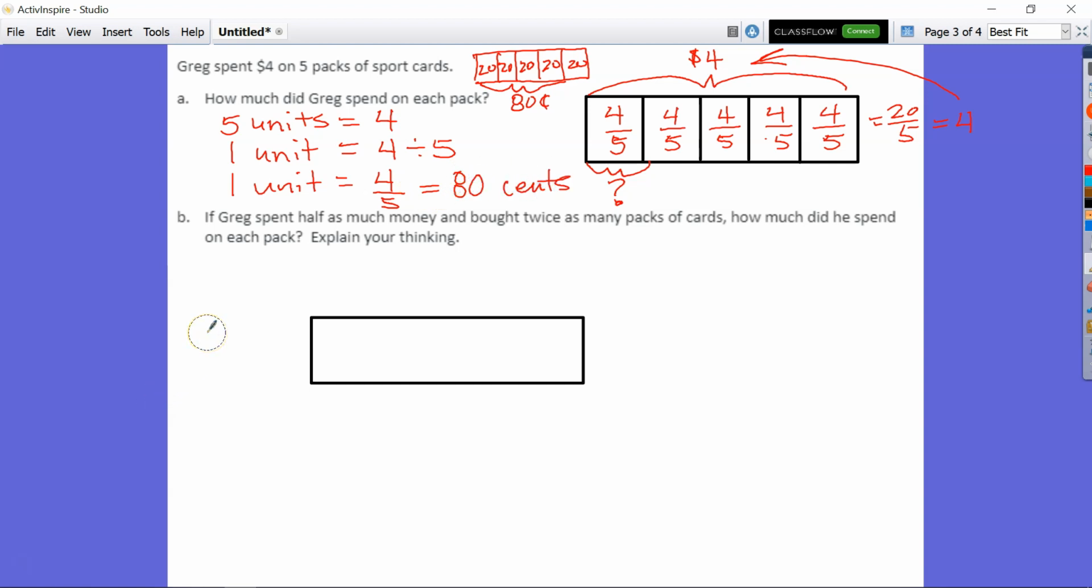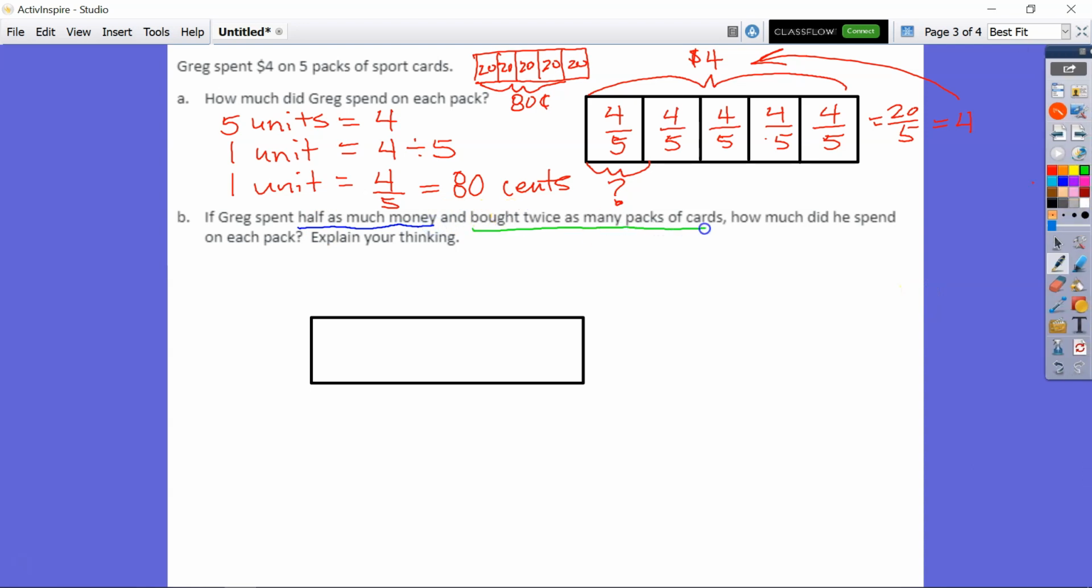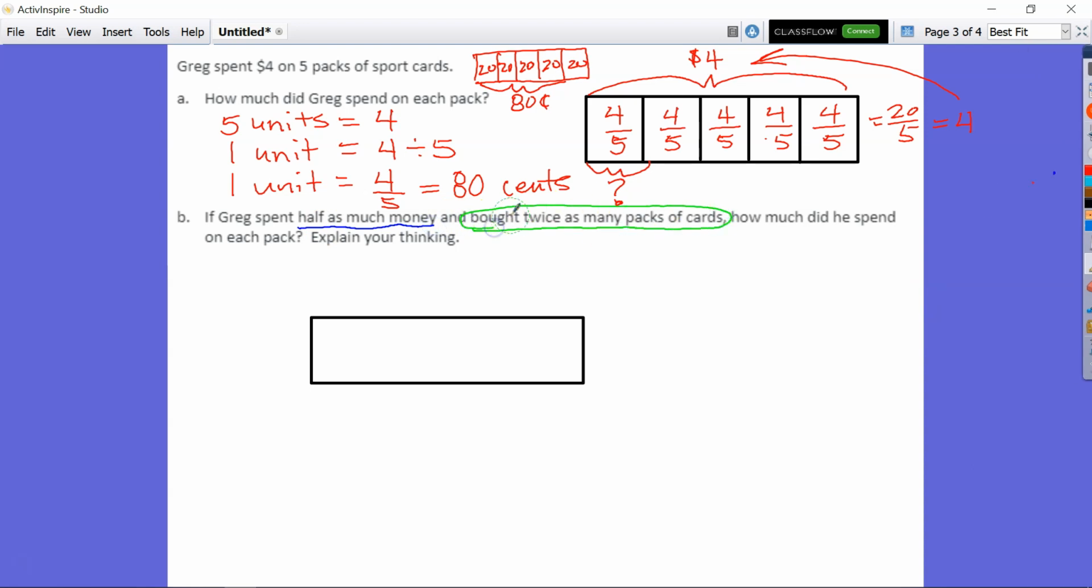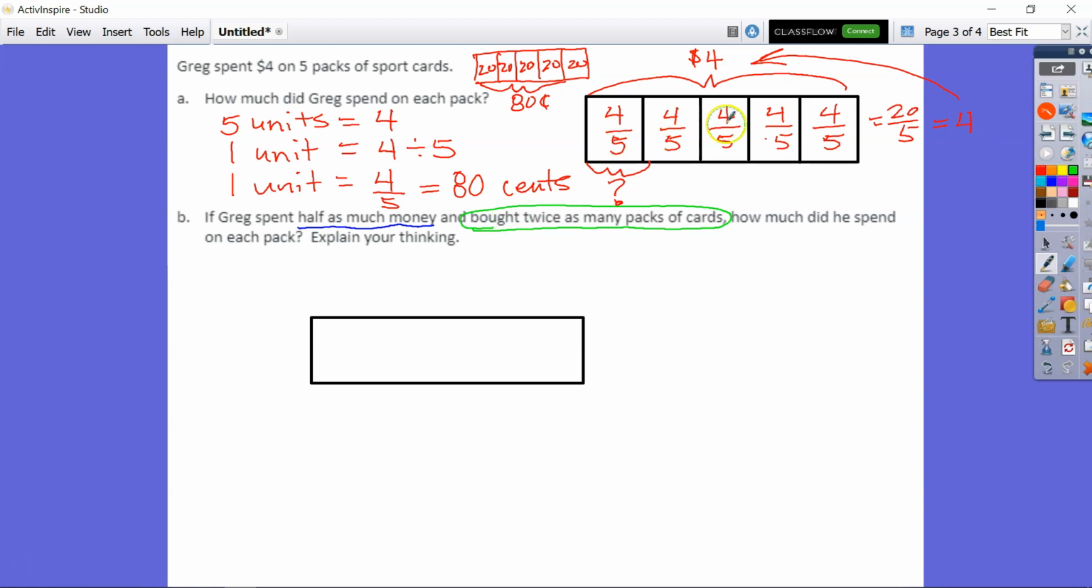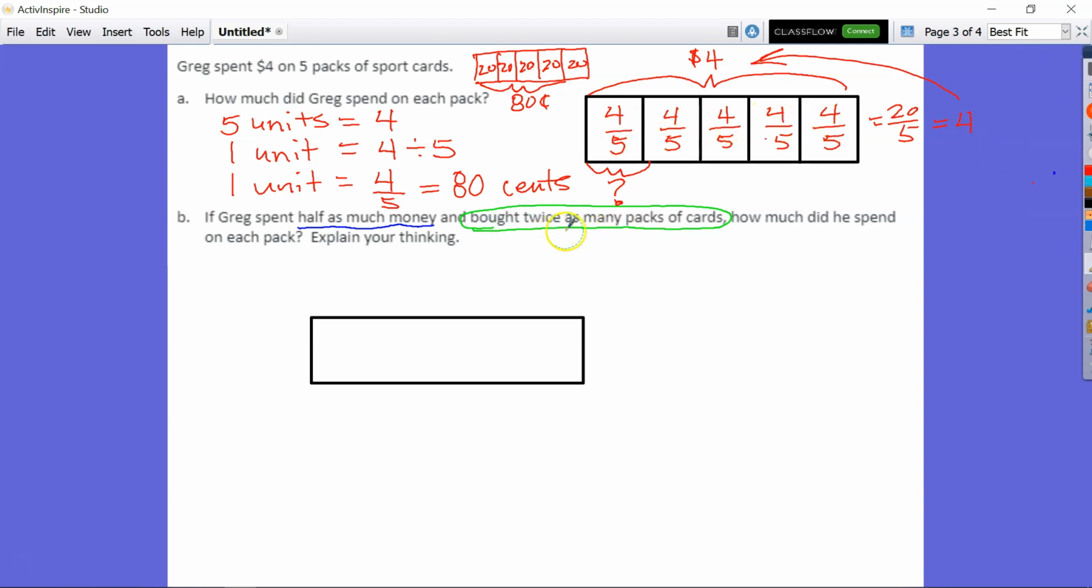All right, and now we're talking about part B here. If Greg spent half as much money and bought twice as many packs of cards, how much did he spend on each pack? Explain your thinking. So let's take a look here. It said he spent half as much money but bought twice as many cards. All right? So a couple things. Now we're going to say instead of 1, 2, 3, 4, 5 packs, he bought twice as many.